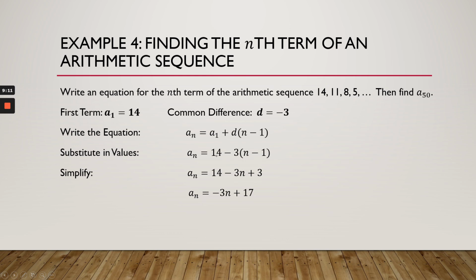You have your starting number, then you're subtracting something, n minus 1 times. Okay, so if we want to find the 50th term out, we can use our equation and do negative 3 times 50 plus 17. And we get negative 133.